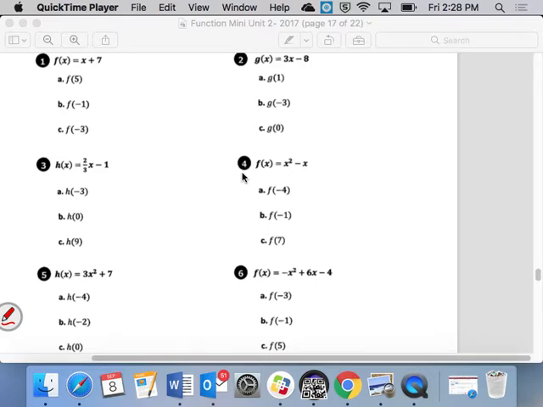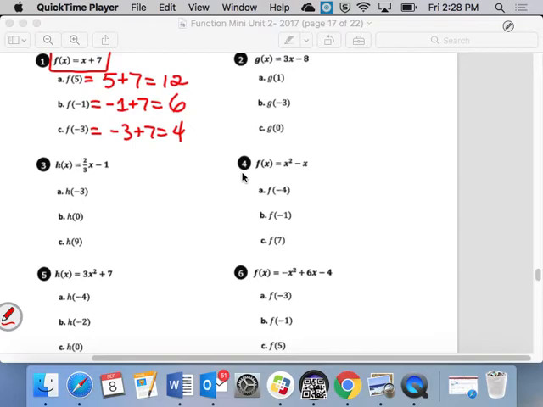Now the notation that follows is telling me f of 5. That's my cue that everywhere I see the variable x in my function, I'm going to let that value become 5. So I'm now going to have 5 plus 7, and my associated outcome would be 12. In the next example, I'm going to have negative 1 plus 7, so my output would be positive 6. Negative 3, that means x is negative 3.